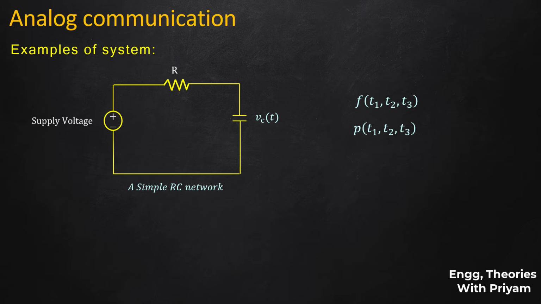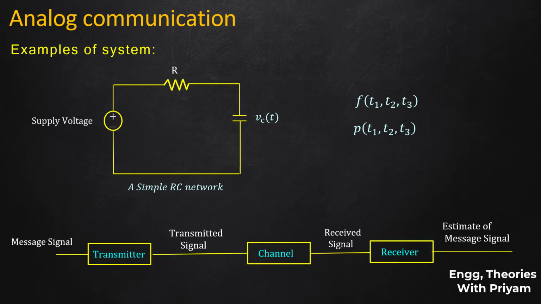Another example of a system is the communication system. A message signal generated at the sender's end is given as the input to the transmitter. This signal is transmitted from the transmitter to the receiver through a channel. The same or a slightly distorted message signal is received at the receiver's end. The process of sending a message signal from sender to receiver requires a lot of devices to be connected in between. The proper combination of these devices is known as a communication system.